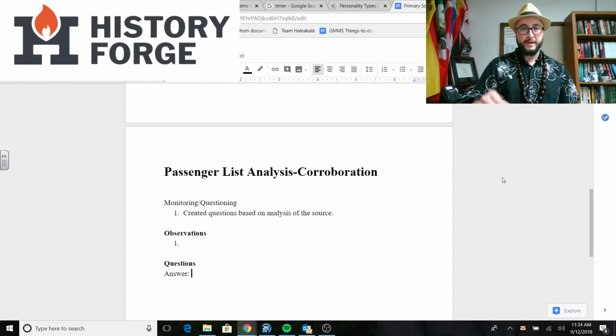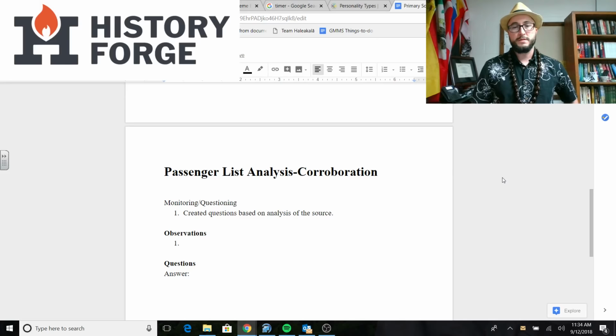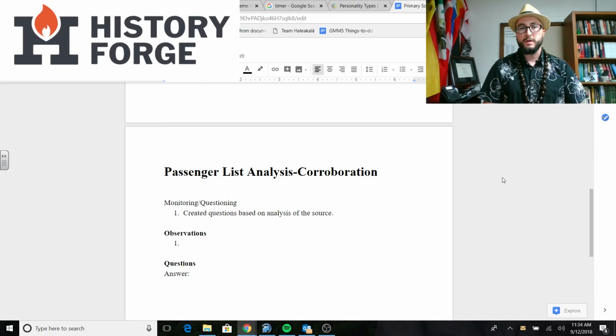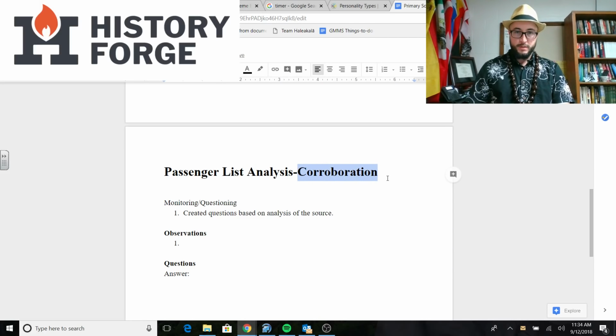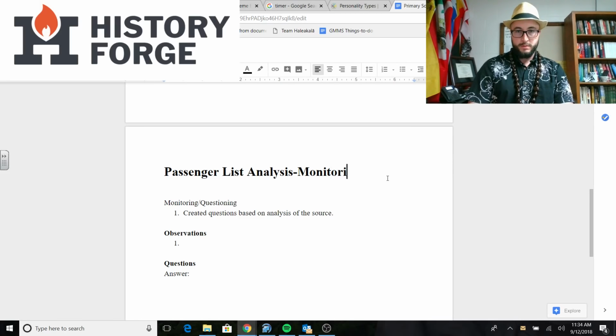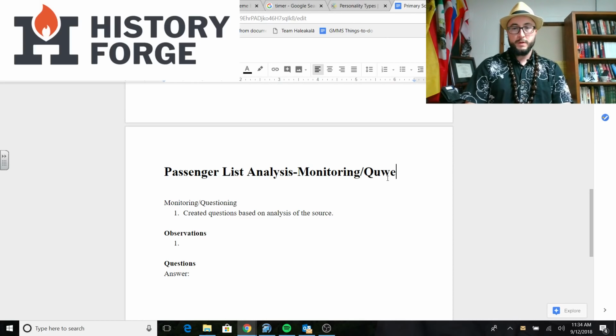It's called Passenger List Analysis Corroboration. It is one of the skills that we're going to go over. And actually, I already messed up. It's not corroboration. It is monitoring and questioning. So we're going to fix that right now. So it's actually monitoring and questioning.